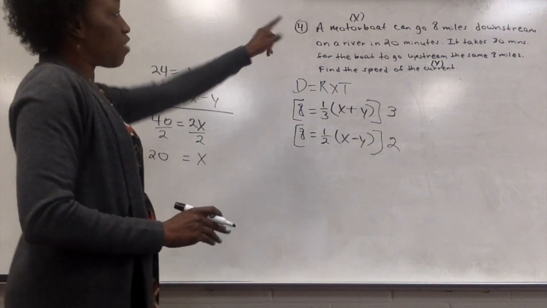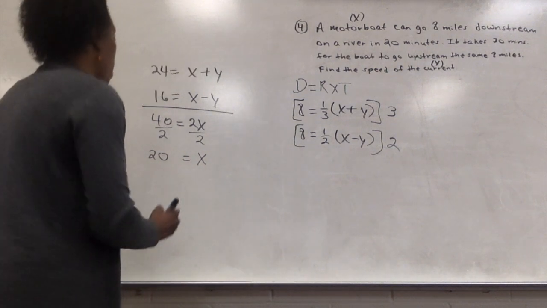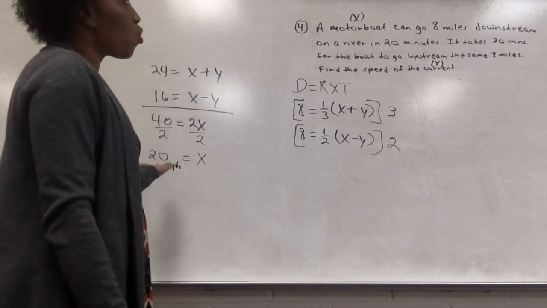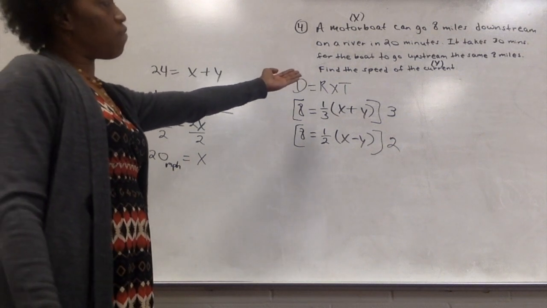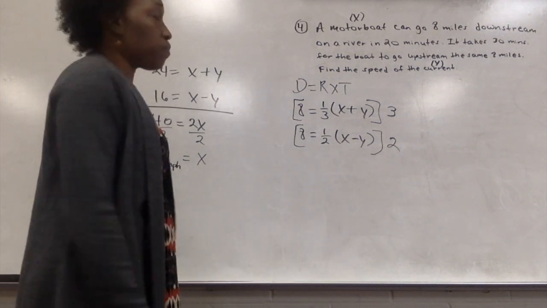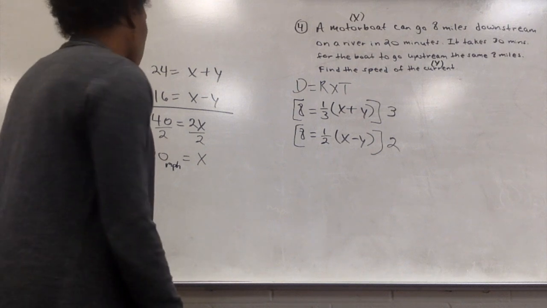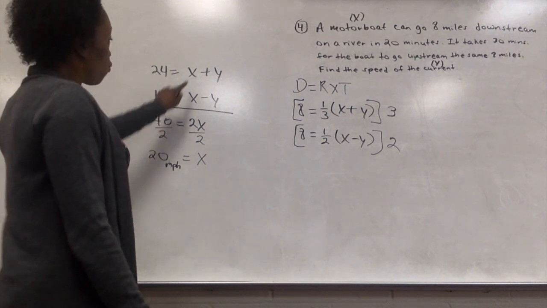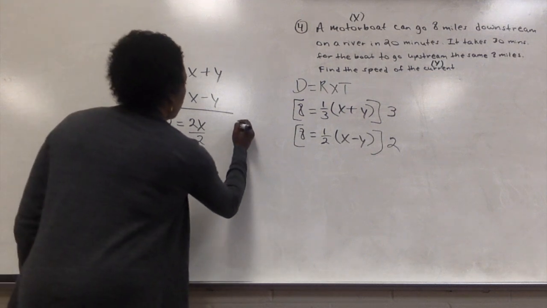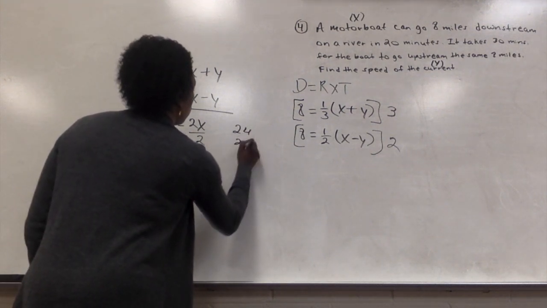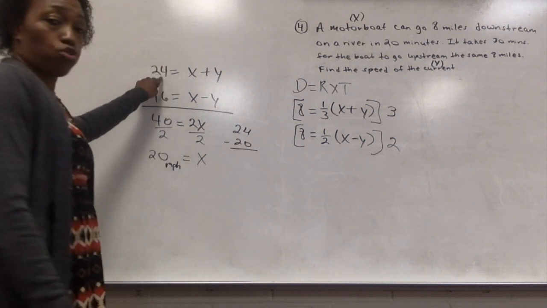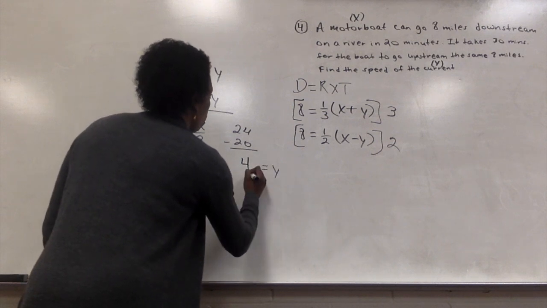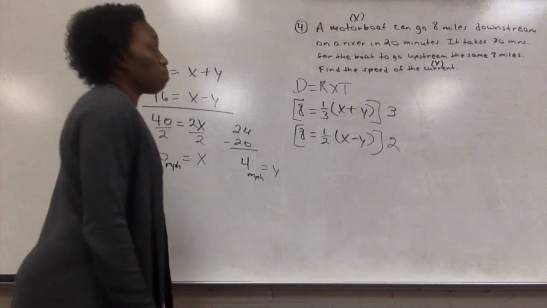Now what that means is that's the motorboat, x. So that means the speed for the motorboat was 20 miles per hour. That's how fast the motorboat was going. But I must look at what they're asking me to find. It says find the speed of the current. So that means we need to find what y is. So I'm going to go back up to my first equation here, and I can replace my x with 20. So in other words, if I subtract 20 from my total speed of 24, that's going to give me 4, which would be the speed of the current.